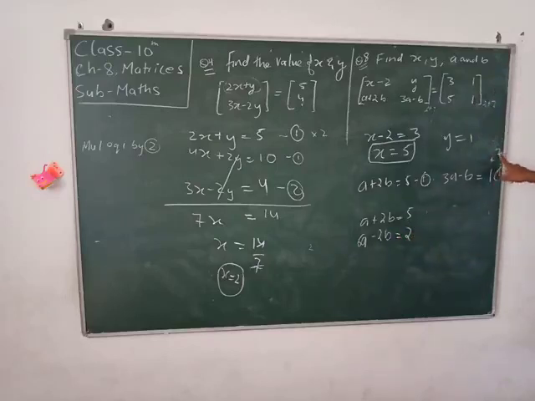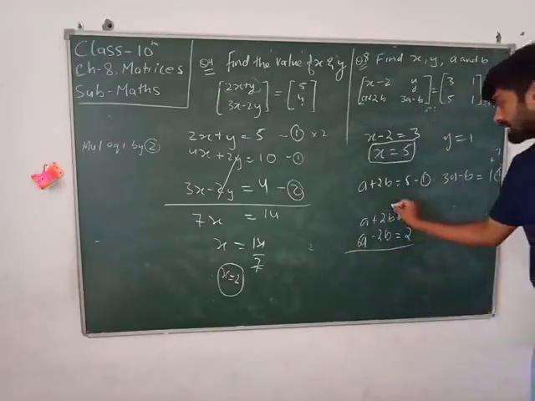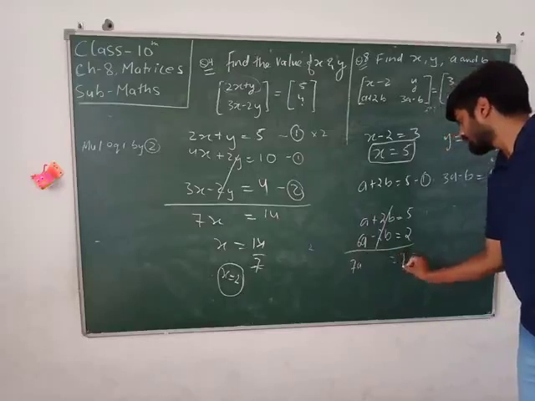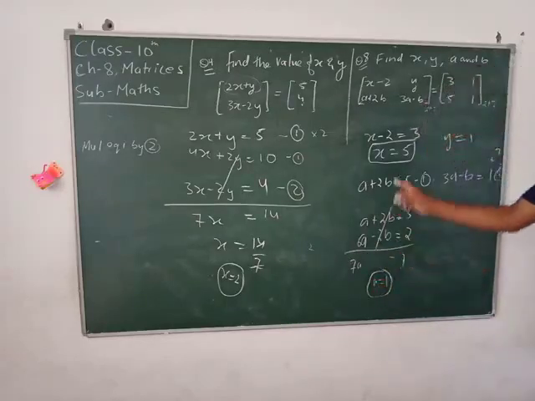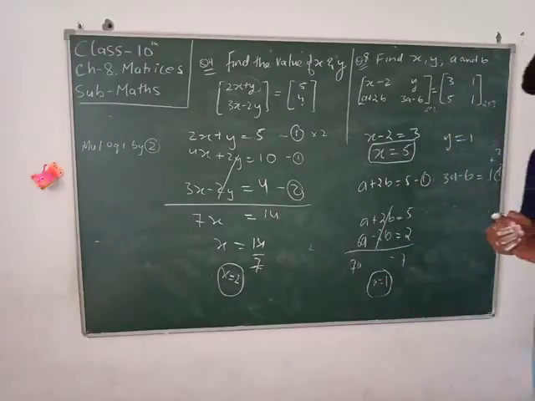Why 2? Because 2 is going to multiply by this, 2 is going to multiply by this, 2 is going to multiply by this. So what will I get? I can cancel this out. So I will get 7a equals 7. Then a is going to become 1. If a is 1, you have to find b. Put the value of a in any of the equations, and you will get b as well.